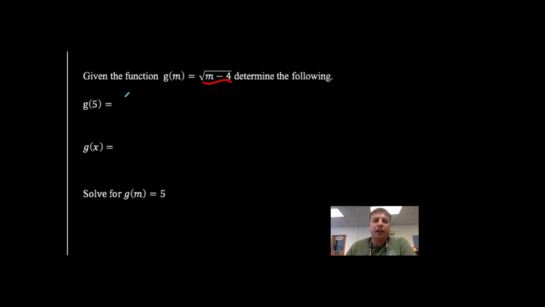All right, so I can't have a negative underneath a radical because it doesn't work for me. All right, so now I'm going to go over to here and take wherever there's an m, I'm going to replace it with a 5. So I end up with the square root of 5 minus 4, which then I simplify what's underneath, square root of 1. Square root of 1 is 1. So again, g of 5 is equal to 1. In other words, the value of function g when m is 5 is equal to 1.